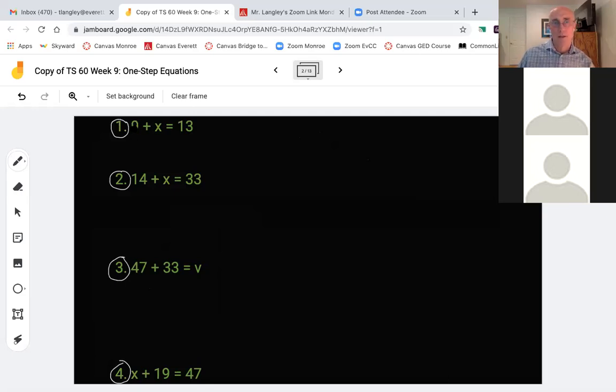So in this case, I see that it's a positive 9 plus x. So I'm going to do the opposite of the positive. I'm going to subtract 9 from this side, and I'm going to subtract 9 from this side, and I'm going to get x equals 4. Okay, so that was pretty quick. We're calling that a one-step equation.